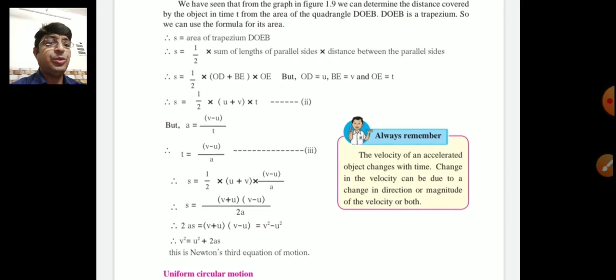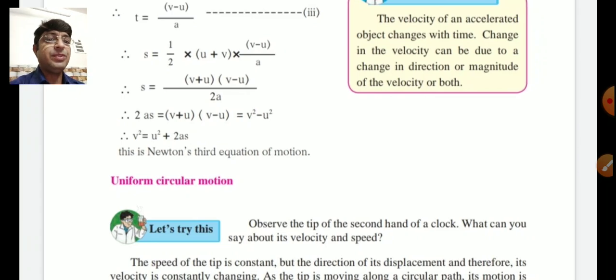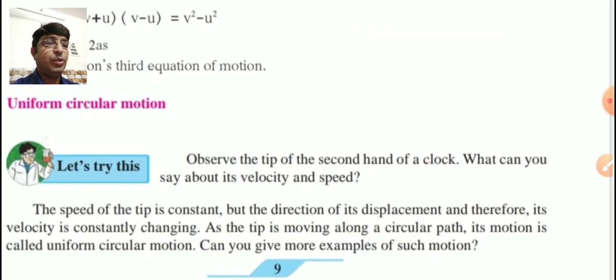Today we start the new topic, that is uniform circular motion. Last time we learned about Newton's first equation of motion, Newton's second equation of motion, and Newton's third equation of motion. Graphically we proved all the three equations. Today our new topic is uniform circular motion.